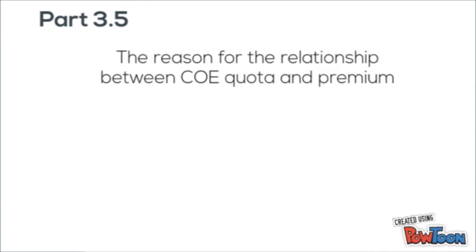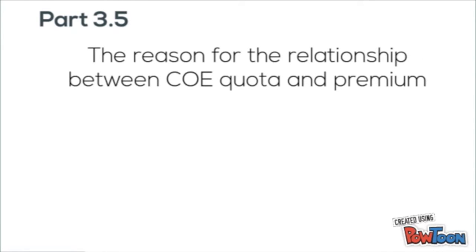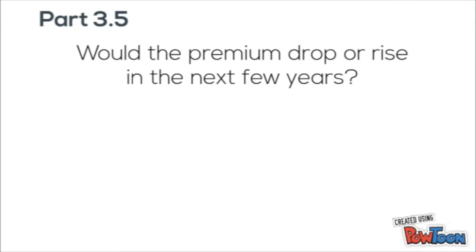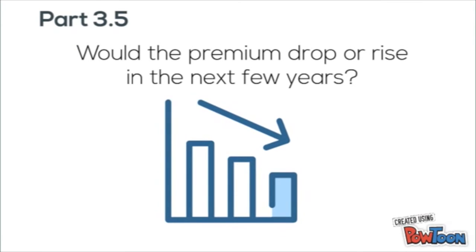Moving on to question 2, what is a possible reason for the relationship? A possible reason for this could be to prevent car owners from exceeding quota for that particular year or month. Lastly, question 3, what do you expect from the premium in the next few years, to drop or to rise? So we expect the premium to drop in the following years.